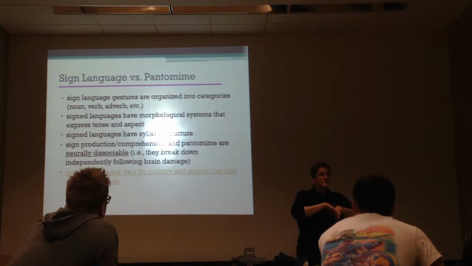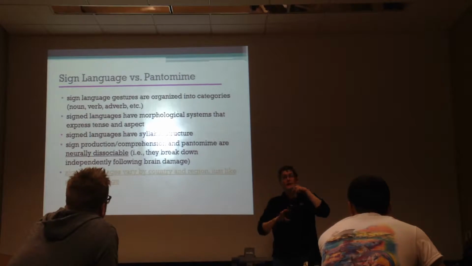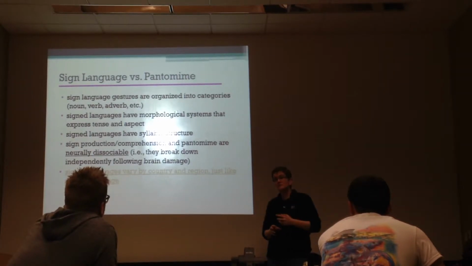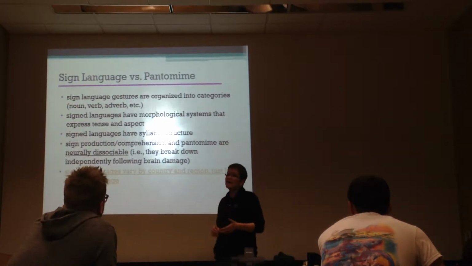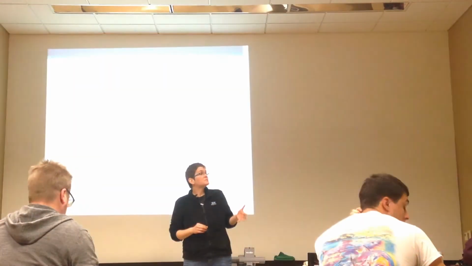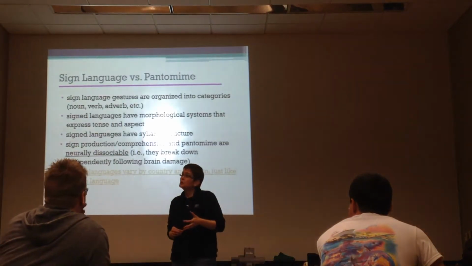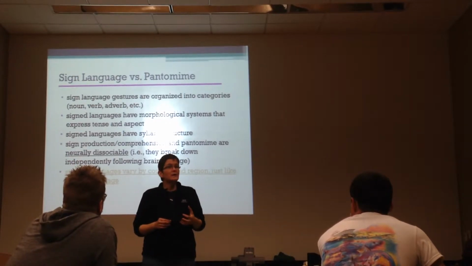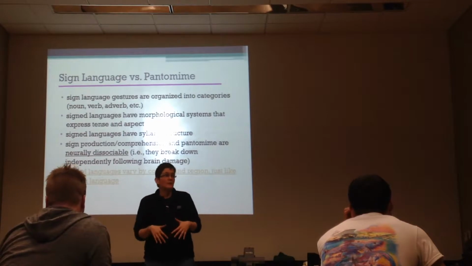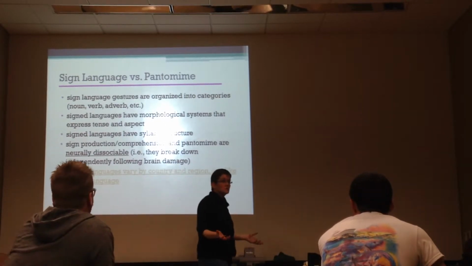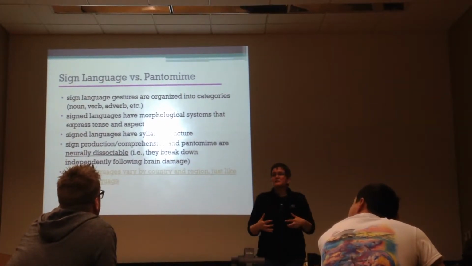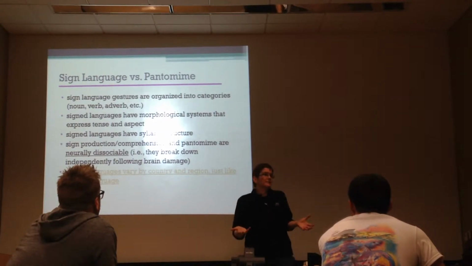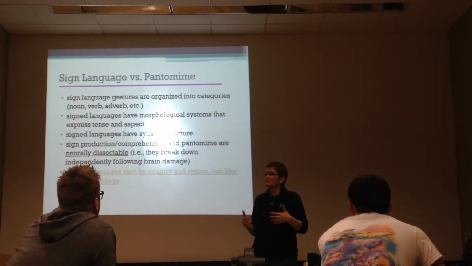And we can see that if people who sign experience brain damage in the left hemisphere, they have similar kinds of problems in their speaking as people who experience brain damage in the left hemisphere who have an oral language. So the same kinds of problems, aphasia and other stuff like that, affects sign language the same way it affects spoken language. So sign languages work just like spoken languages, they just have a different modality.